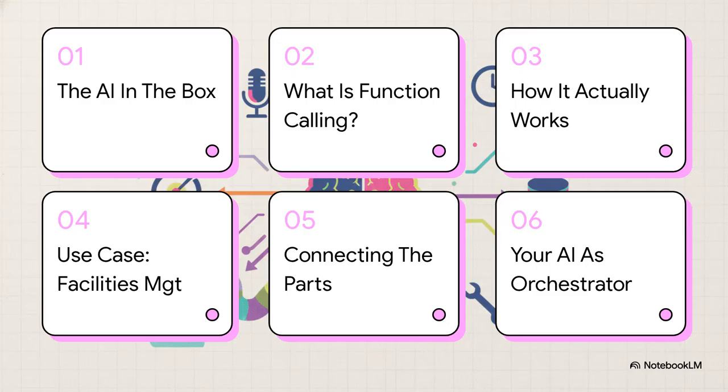So here's our game plan for this explainer. We'll start by talking about this whole AI in the box problem. Then we'll define exactly what function calling is and, more importantly, how it works under the hood. After that, we'll dive into a really practical use case, connect the code, and then wrap up with the big picture idea, your AI as the central orchestrator of your applications.